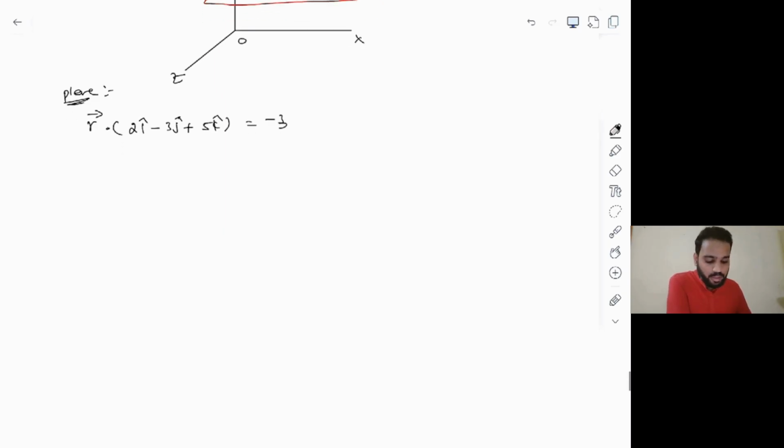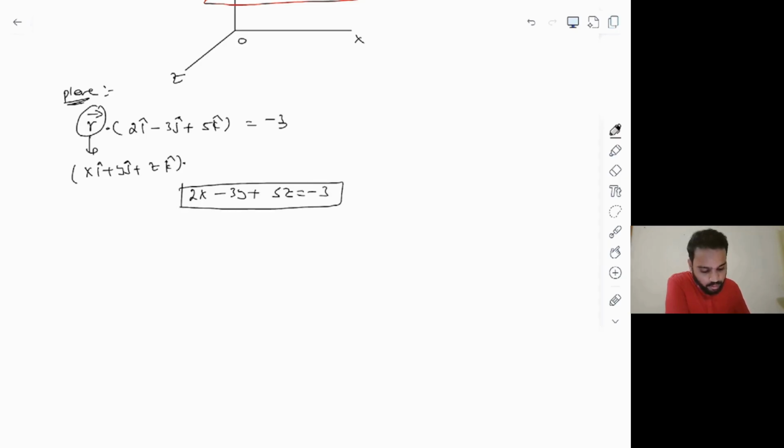So whenever you want to convert this vector form of a plane to Cartesian form, you just need to take this r bar as xi cap plus yj cap plus zk cap. That's a general point, right? Now, if you directly do the dot product of these two, what will you get? Obviously, 2x minus 3y plus 5z is equal to minus 3. So this is your plane equation directly. This is how you have to convert your plane equation, which is given in terms of vectors, to Cartesian form. I hope you got that point.